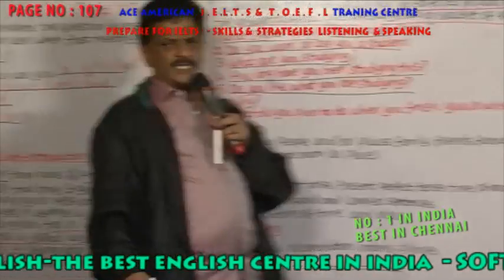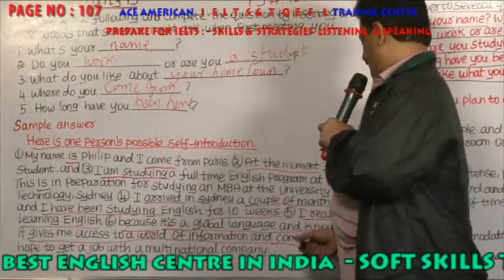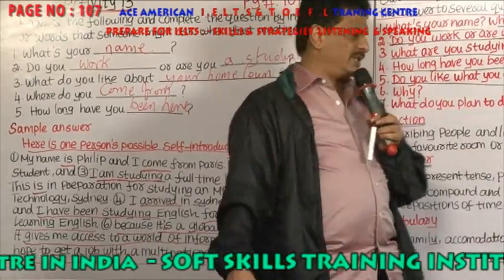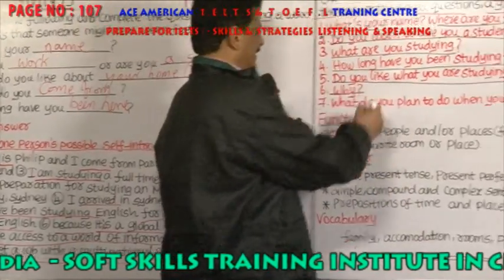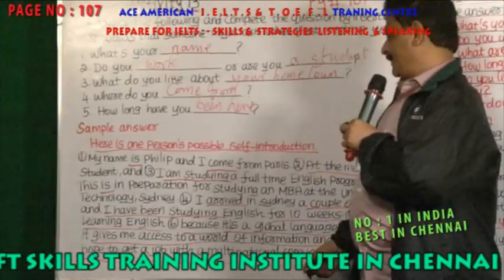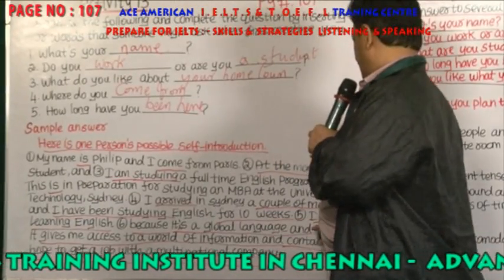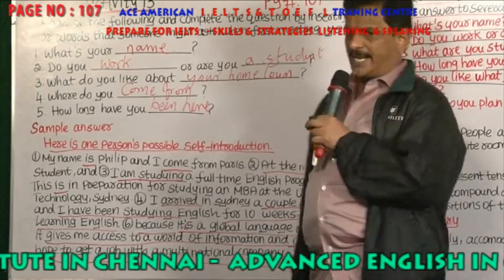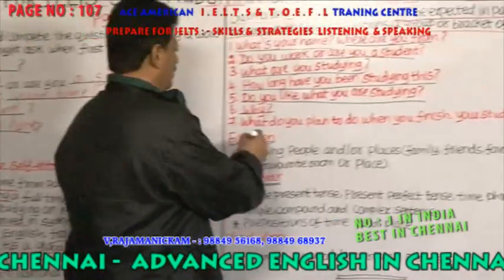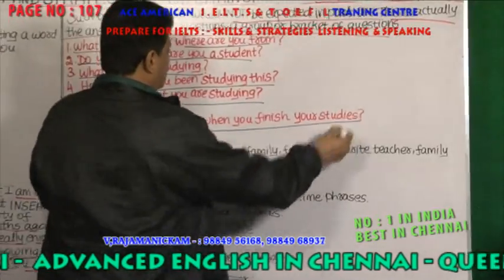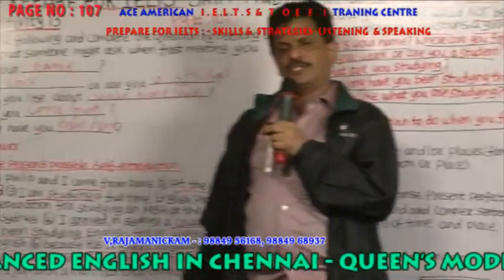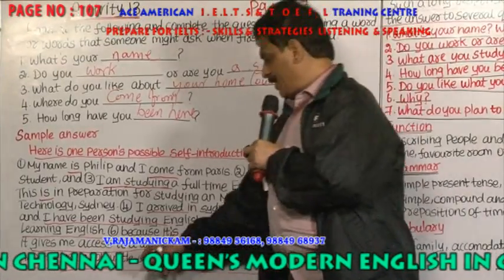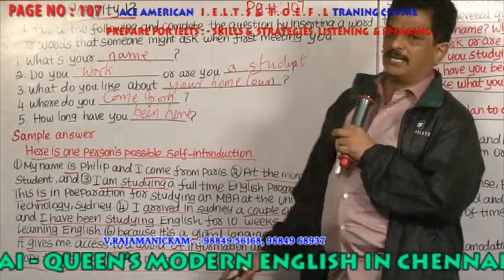So the fifth question, do you like what you are studying? What is the fifth answer? I really enjoy learning English. He says, yes, I definitely enjoy learning English. Why? The reason is asked. The answer: because this is a global language and knowing it gives me access to a world of information and contacts. So the seventh question, what do you plan to do when you finish your studies? So what's the answer here? I hope to get a job with a multinational company.